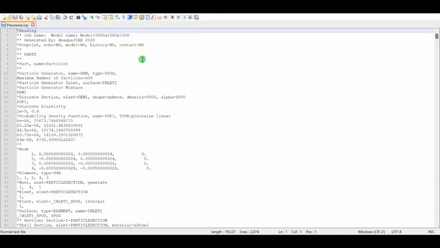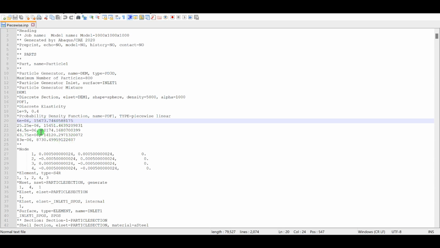In the input file, the only thing that changes from the previous one is the type of the function. In the previous one we used normal, but for this case we have to use piecewise linear. If you watch our previous video, you will see that in this section we used minimum radius and maximum radius, and mean and standard deviation.